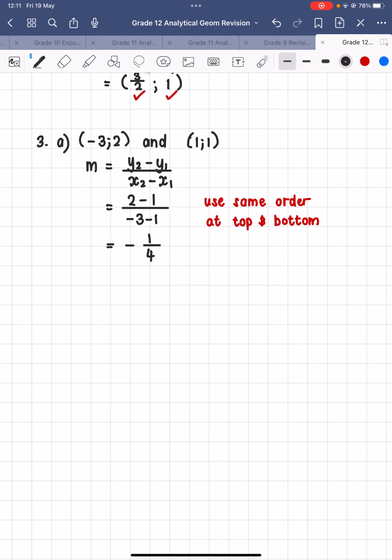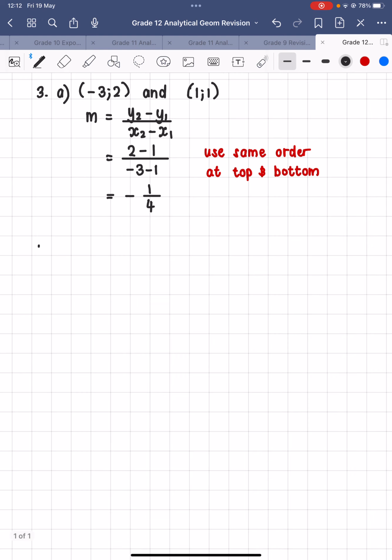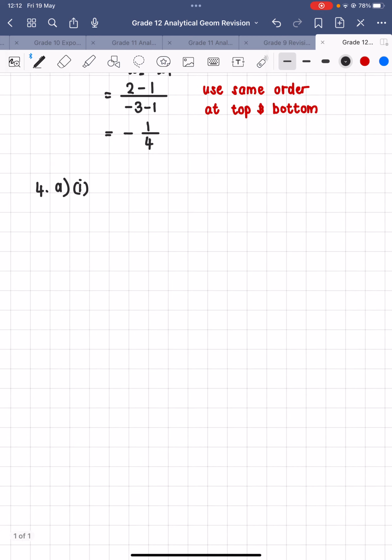If you want to, you can type it into the calculator. It's not always easy numbers to work with. Sometimes they are a bit more complicated. So you can definitely use the calculator if it makes you feel more comfortable, right? Okay, number 4. Again, I'm just going to do 4A1. So number 4, there's a 4A and a 4B.